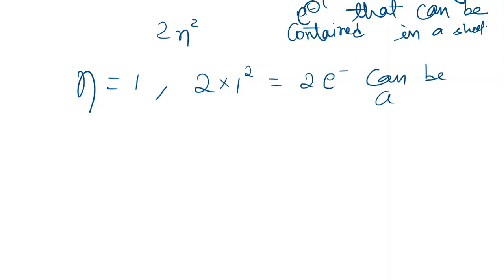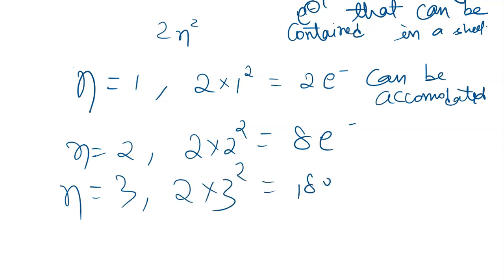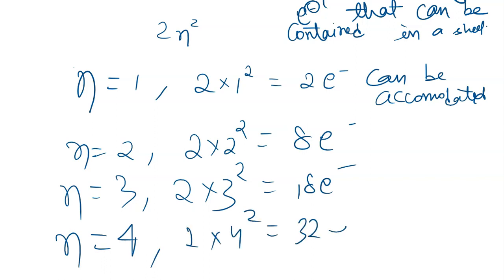Depending upon the electronic configuration, we use the idea. When n is equal to 1, that means 2 into 1 square, because the formula is 2n square. That will be 2 electrons at max. When n is equal to 2, that means 2 into 2 squared, that is 8 electrons. N is equal to 3 means 2 into 3 squared, that is 18 electrons. N is equal to 4 means 2 into 4 squared, that is 32 electrons. Now you can see I have represented the maximum number of electrons that can be contained.